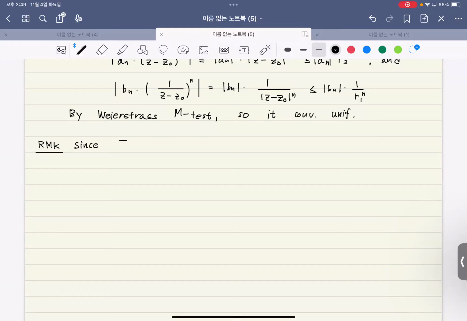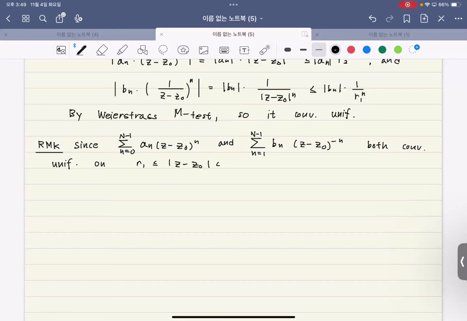So now we know that this partial sum sequence of a_n (z minus z0)^n, and the sum from n equals 1 to n minus 1 of b_n (z minus z0) to the minus nth power, they both converge uniformly on this closed annulus.